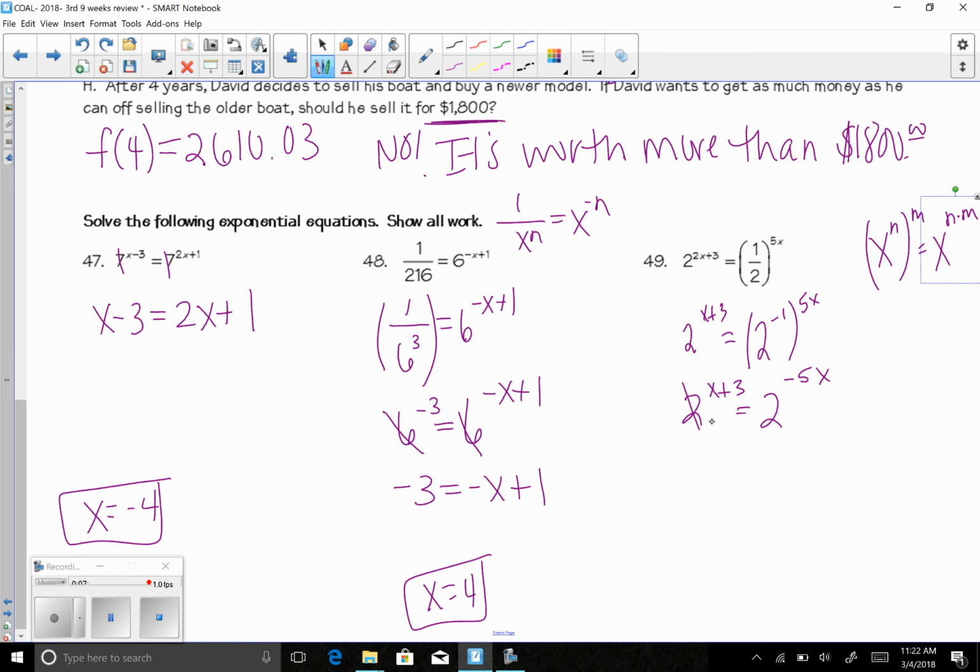My bases are the same. I could drop them. X plus 3 equals negative 5x. You keep doing your inverse operations, and you should end up, I'm not going to do it, you should end up getting negative 3 over 7 for your final answer for those. Okay, so I didn't do all of the work, but you guys should hopefully be able to do the work and get to that answer.